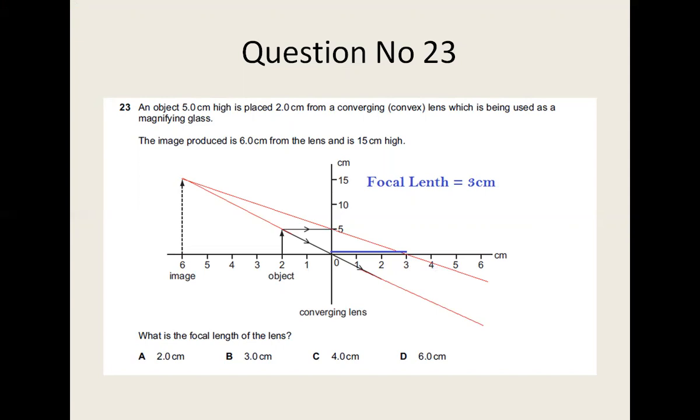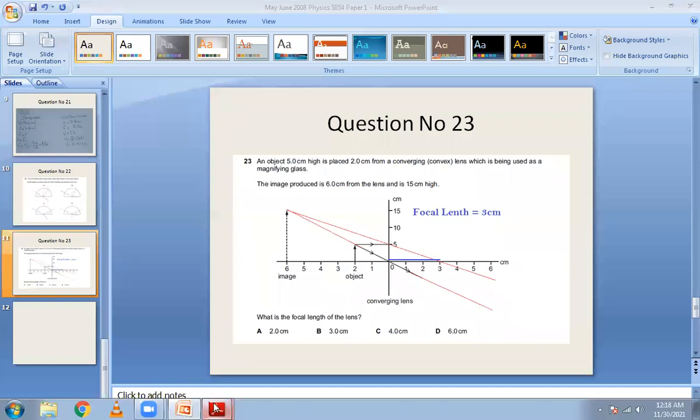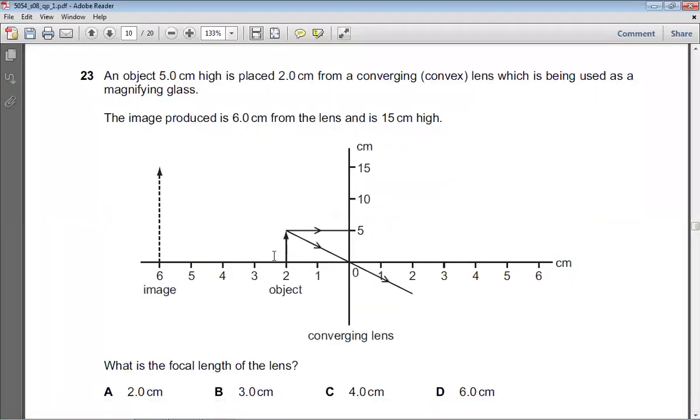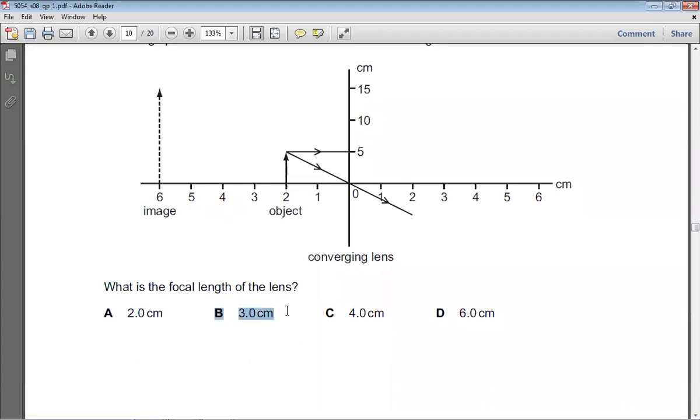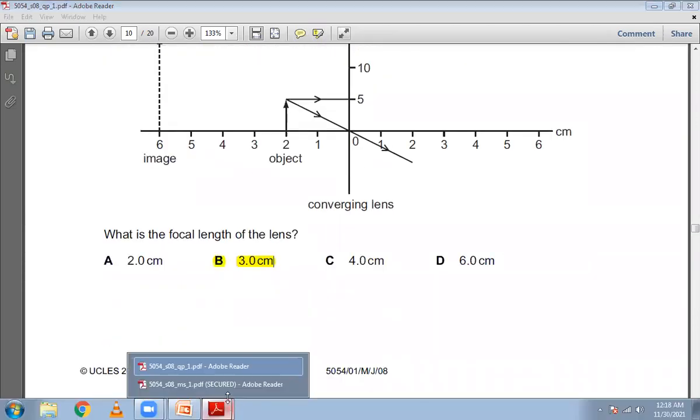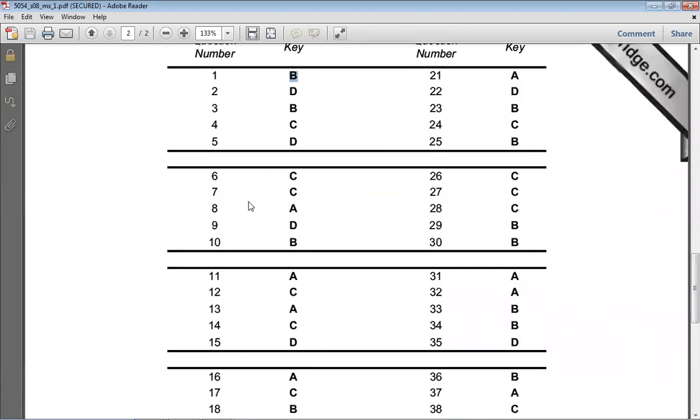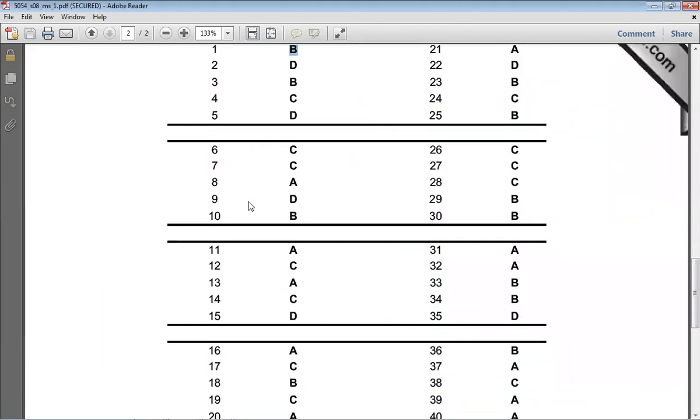So what is the focal length of the lens? That is 3 centimeter. So I think B looks the best option to me. Okay, so question number 23. B is the right option, sir.